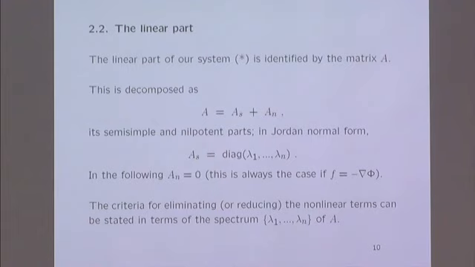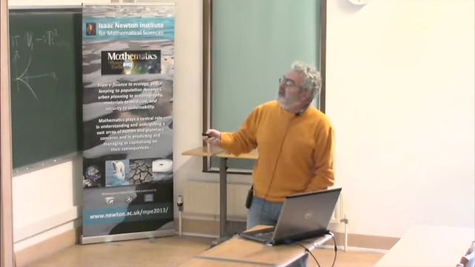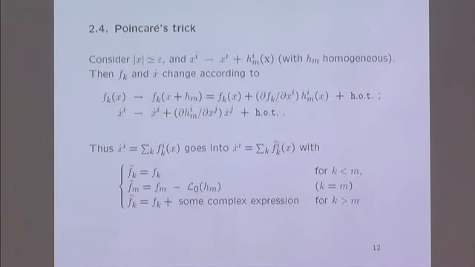So the criterion to be able to solve the problem, so to kill the nonlinear terms, can be expressed in terms of these eigenvalues, and is that there is no resonance. A resonance is some relation of this kind between the eigenvalues, where the m are non-negative integers, which sum up to something bigger than 1, because in case this is just 1, you always have this, of course.